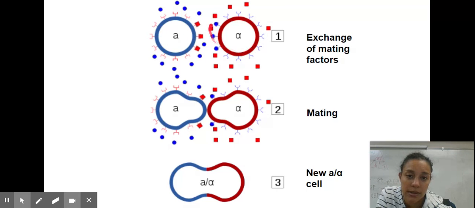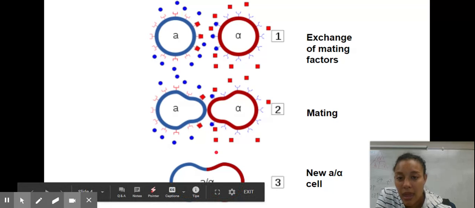Alpha yeast can do the same thing, but if they're nearby each other, they can do this exchanging of mating factors, which is going to cause a slight shift in their configuration. So we can see that these mating factors have been exchanged with one another. And since they're near each other, they're going to signal and say, hey, we can kind of combine and fuse together here to create a new combination cell, which is what we see at the end.